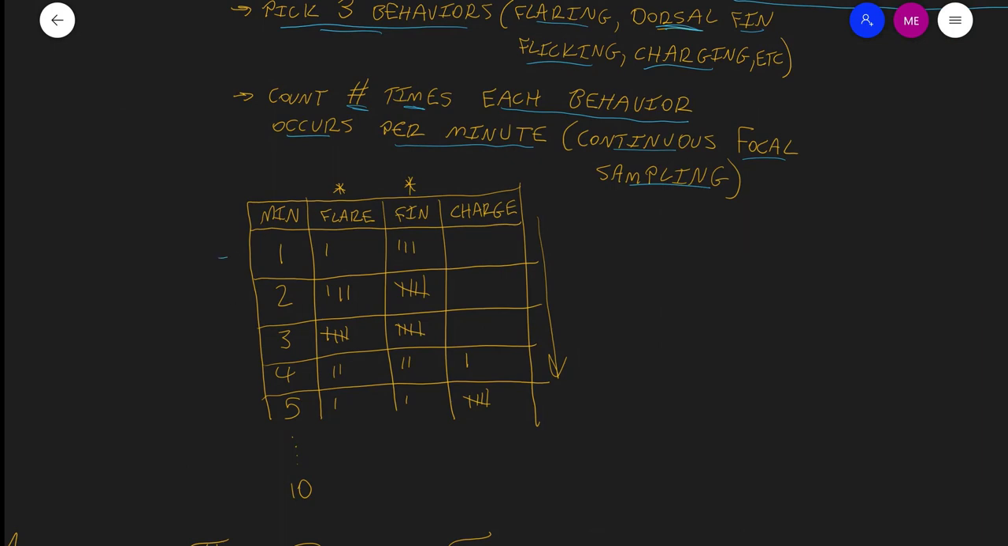And for each minute, you're going to record how many of each behavior you see. So this is an example data set. Maybe in minute number 1, from 1 second to 60 seconds in the video, I see that beta do a single flare and 3 fin flicks, but no charges. Maybe in the second minute, so 61 seconds all the way to 120 seconds into the video, I see an additional 3 flares and an additional 5 fin flicks.